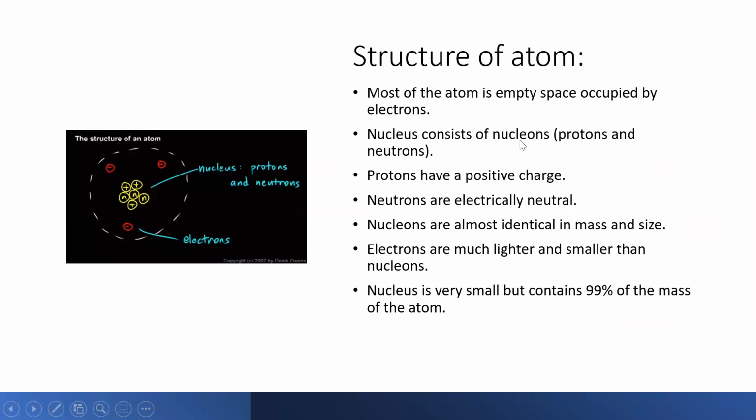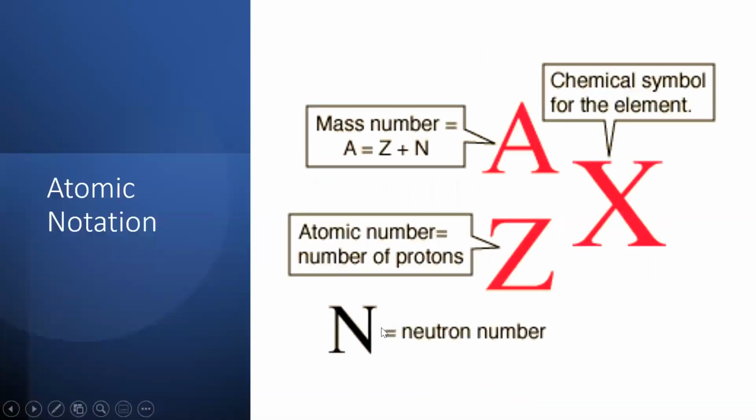Protons and neutrons are also called nucleons because they are found inside the nucleus. Nucleons are almost identical in mass and size. Electrons are much lighter and smaller than nucleons, and therefore when talking about the atomic mass, or mass of an atom, we do not even consider the mass of electrons. The nucleus is very small, but it contains 99% of the mass of the atom.